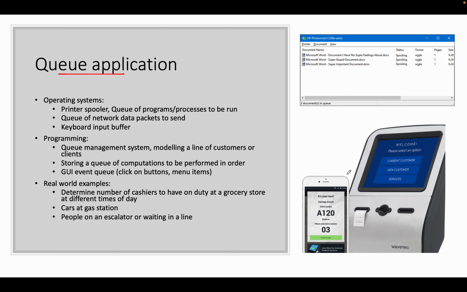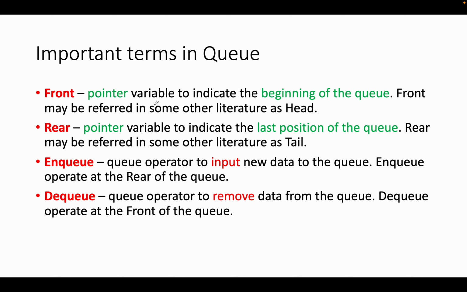An application we can use is when you are at a restaurant and you get put in the queue, and once you are called, the first people who came are called first. This can be applied to a grocery store, gas stations, or anywhere that has people waiting in a line. Here are the important terms that you need to know: front, rear, NQ and DQ.